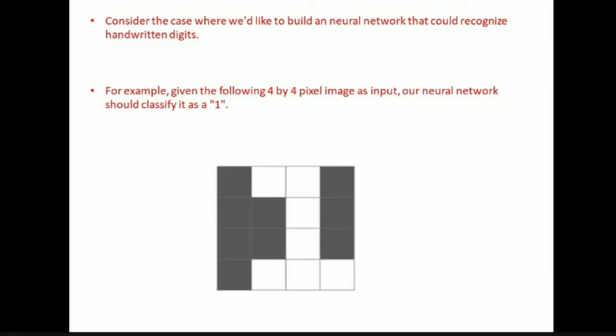So let us now see how a neural network is going to recognize a handwritten digit. Let us take an example where we want to build a neural network which is going to recognize a handwritten digit. For example, let us take a 4 by 4 pixel image. This is the 4 by 4 pixel image, that is, it has 4 rows and 4 columns. That is the reason we call it a 4 by 4 pixel image as input.